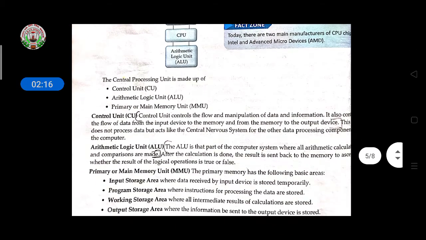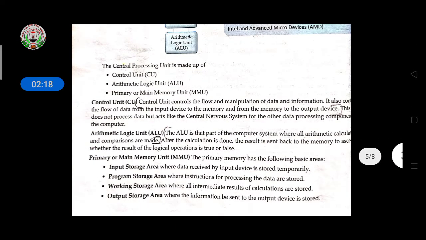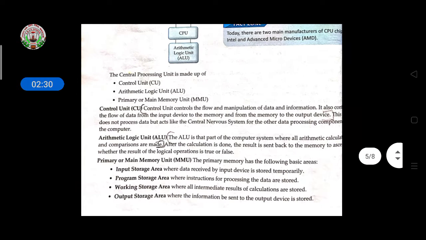The central processing unit is made up of three parts. The first one is the control unit, the second one is the arithmetic logic unit, and the third one is the primary or main memory unit. So first of all, the control unit. What do you mean by control unit? The control unit controls the flow and manipulation of data and information.